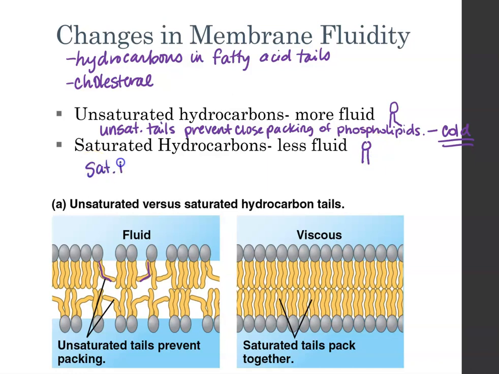So saturated tails are packed more tightly. So there is less movement. So cells that are going to be in warmer situations or hotter situations are going to have more saturated hydrocarbons because you don't want your cell membrane to essentially melt and fall apart.